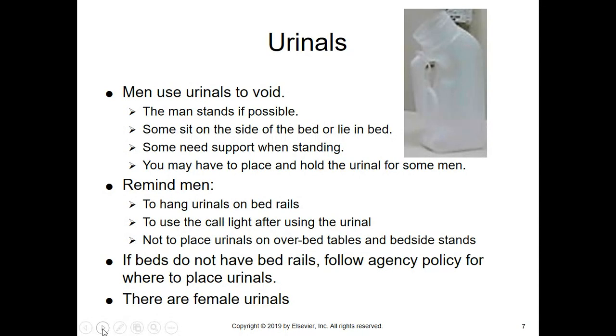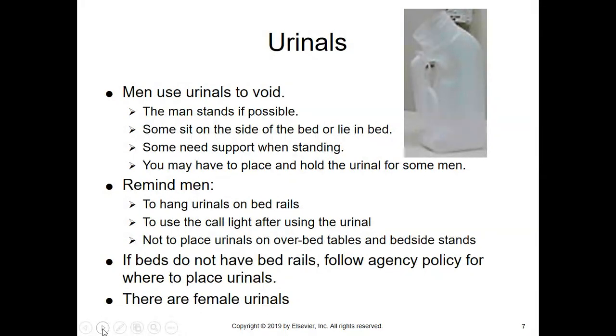It's very difficult for a man to pee lying down. All their life, they've stood up. So helping the man stand up to use the urinal might be necessary, or maybe having them sit on the edge of the bed, in a sitting position, would be easier for them. It's very difficult for them to pee lying down.